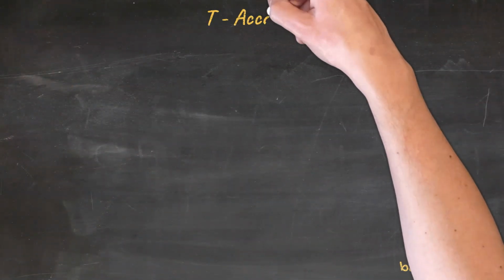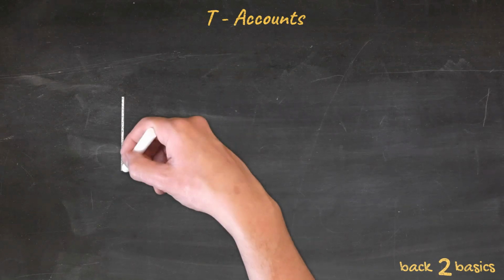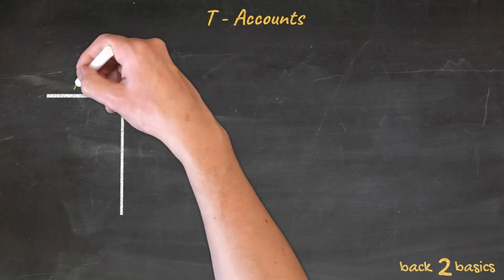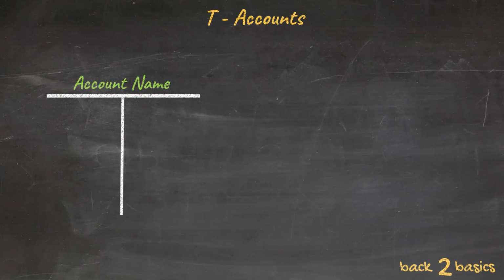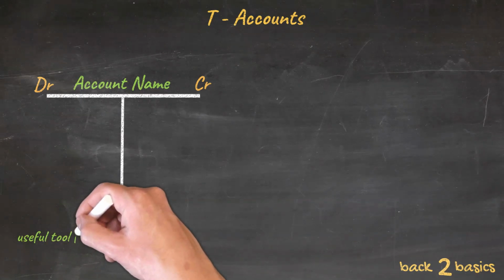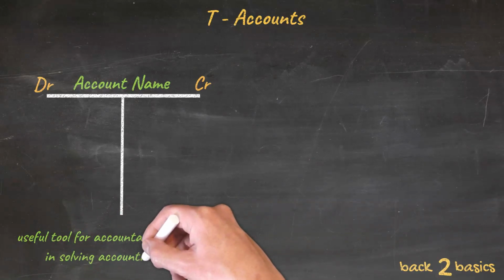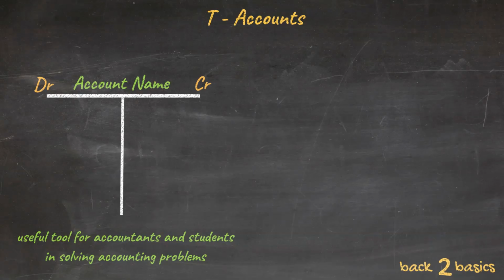Double entry accounting can be illustrated using T accounts. It looks like the capital letter T, hence the term T account. A T account refers to the simplest form of a ledger account, containing the most basic parts of an account. At the top, the account name, the debit side on the left, and the credit side on the right. T accounts are often used as a useful tool for accountants and students in analyzing company accounts or in solving accounting problems.